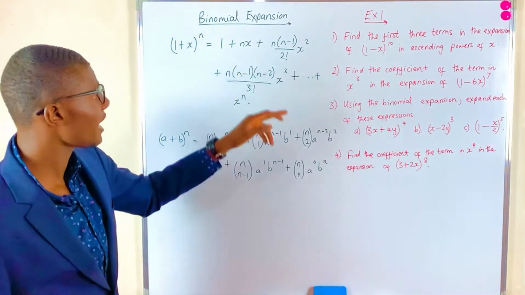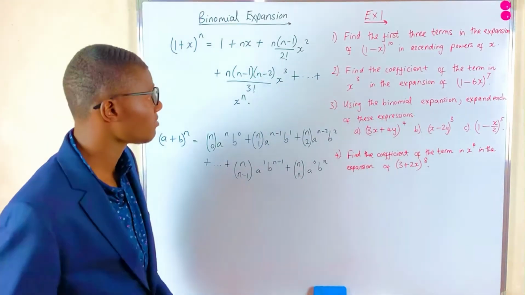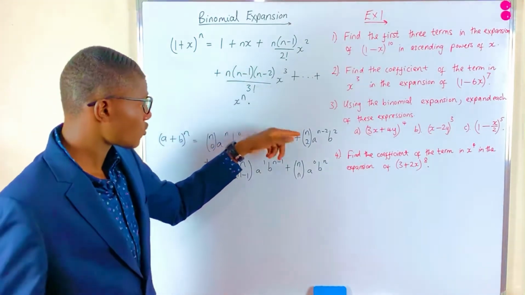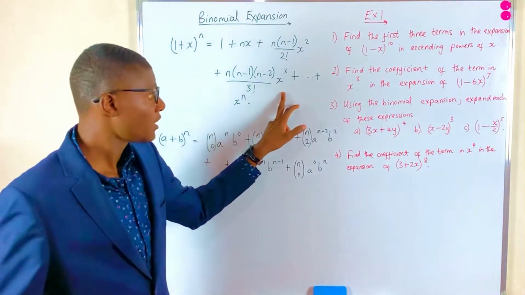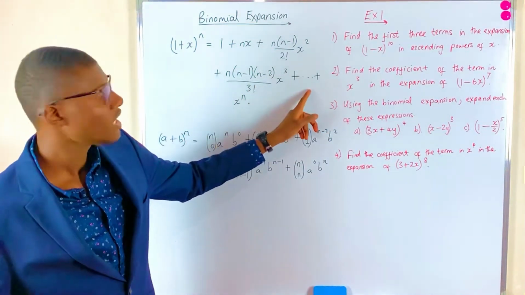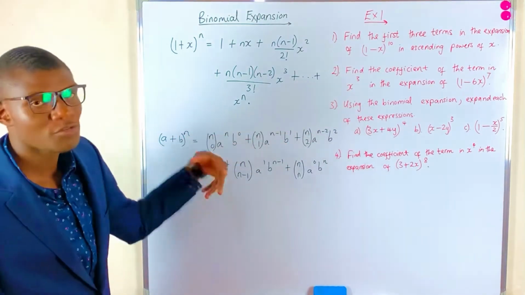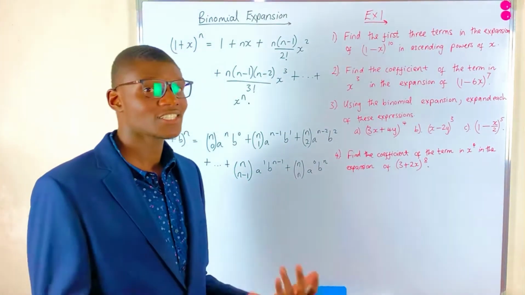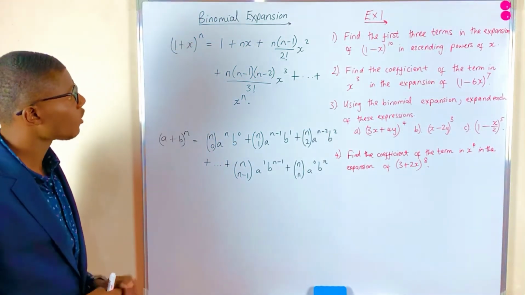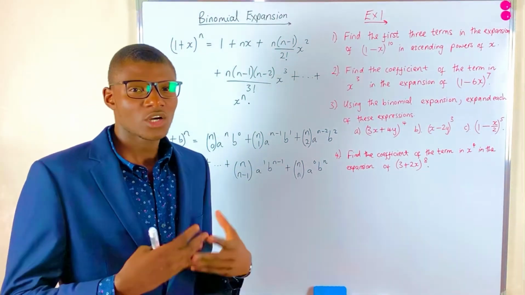We say 1 plus nx plus n multiplied by n minus 1 over 2 factorial multiplied by x squared, then plus n times n minus 1 times n minus 2 over 3 factorial times x cubed, plus, and so forth, n times n minus 1 times n minus 2 times n minus 3 over 4 factorial x to the power of 4, and so forth, then plus x to the power of n. So x to the power of n is basically the last term that we have when we get to n.